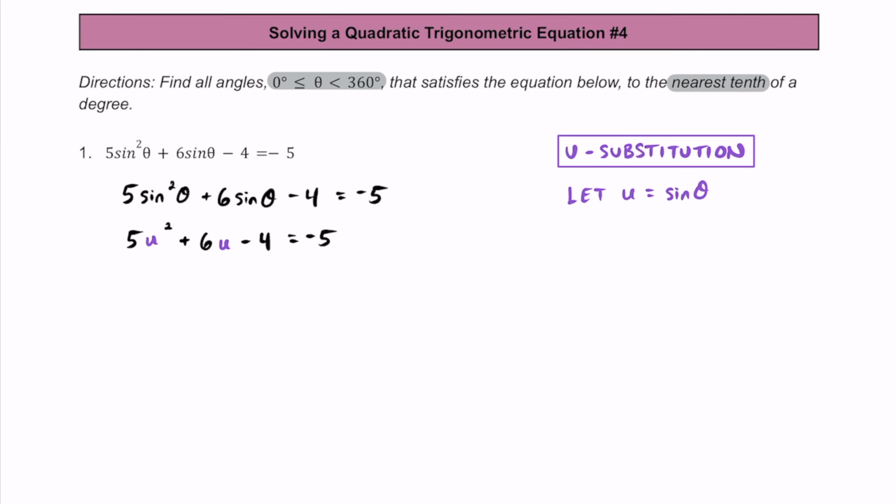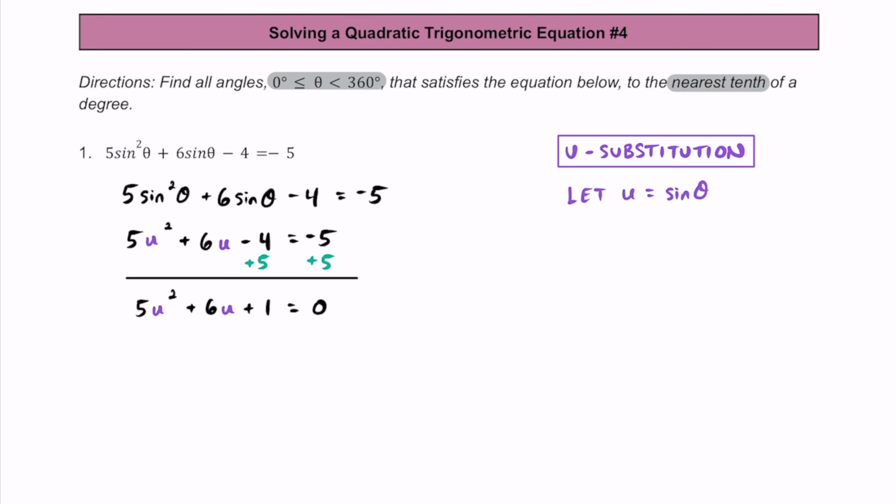Let's go ahead and set this quadratic equal to 0. Let's move everything to the left side. I'm going to add 5 to both sides of this equation. When we do that, we end up with the equation of 5 times u squared, then plus 6 times u, or 6u. And then -4 plus 5 is going to be a +1, and that's going to be equal to 0.